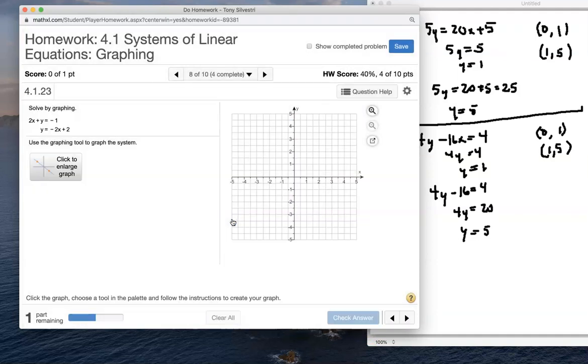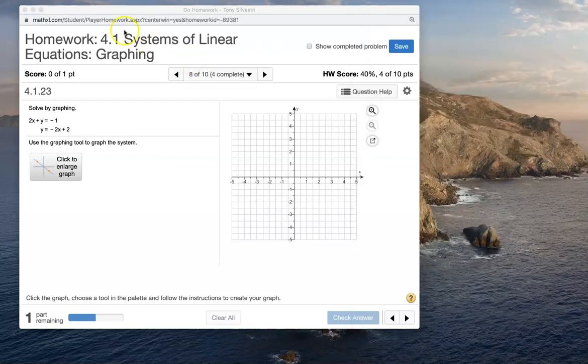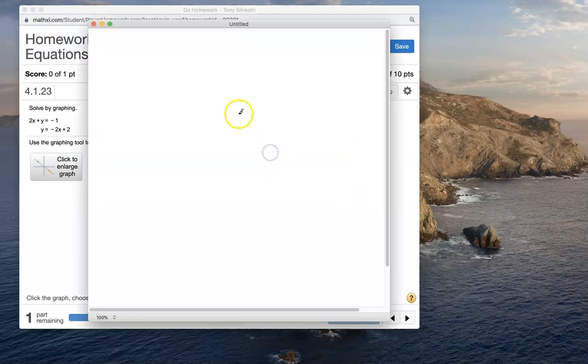Okay? Now let's try this one here. Let's try this one here. Yep. I think this one's going to be, well, it's interesting to me anyway. Don't save it. And I'm going to say File, New.